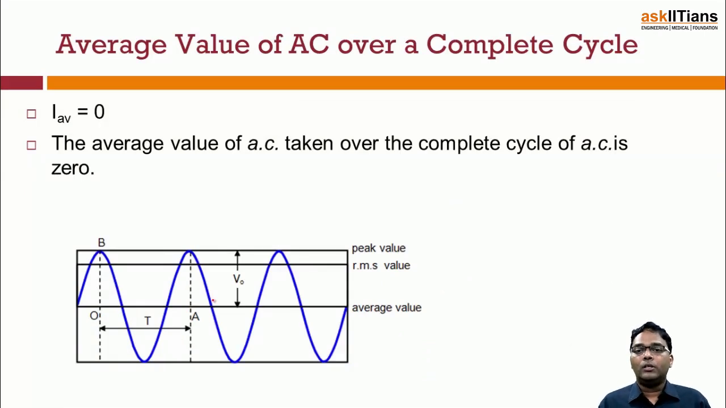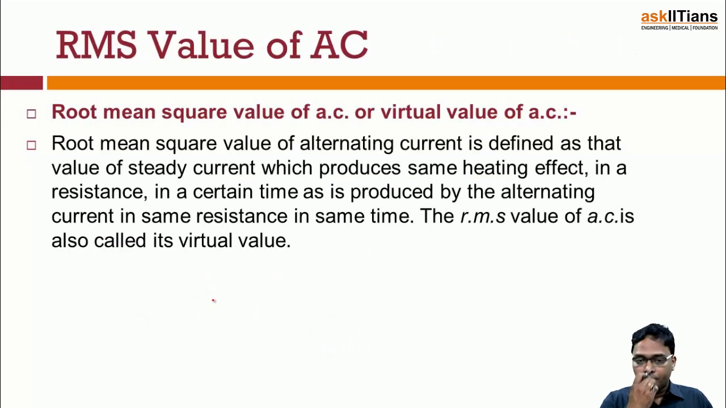As I just mentioned, for the complete cycle, I average is going to be 0. The average value, if I take it for the whole cycle, between 0 and 2 pi, is obviously going to come out to be 0. It's similar to the case of a standing wave. There is no energy transmitted, so there is no net current flowing, right? Okay.